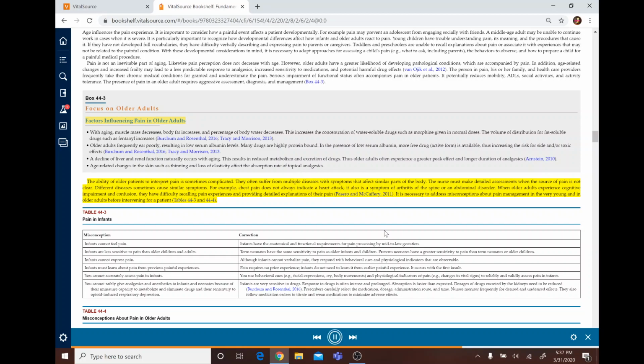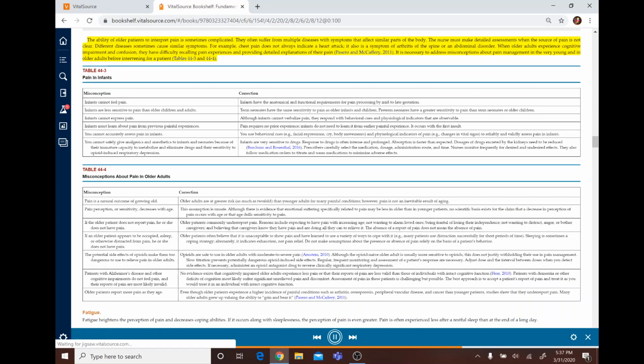The ability of older patients to interpret pain is sometimes complicated. They often suffer from multiple diseases with symptoms that affect similar parts of the body. The nurse must make detailed assessments when the source of pain is not clear. Different diseases sometimes cause similar symptoms. For example, chest pain does not always indicate a heart attack, it also is a symptom of arthritis of the spine or an abdominal disorder. When older adults experience cognitive impairment and confusion, they have difficulty recalling pain experiences and providing detailed explanations of their pain. Passero and McCaffrey, 2011.